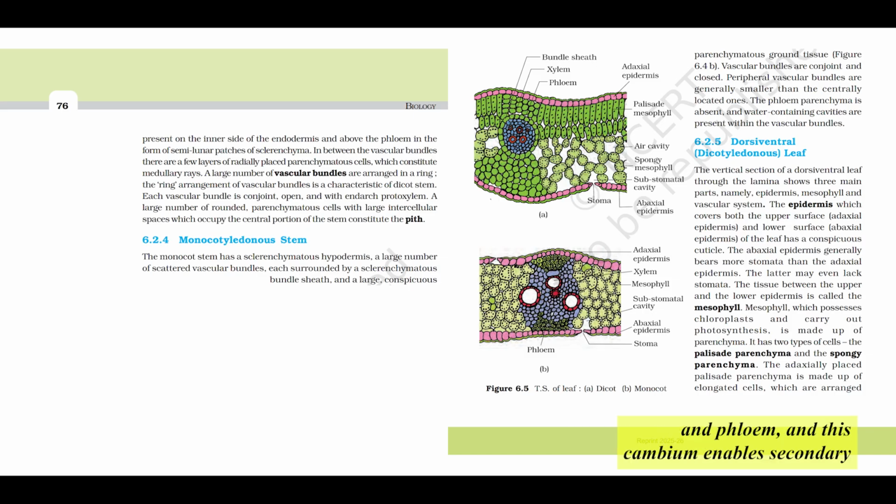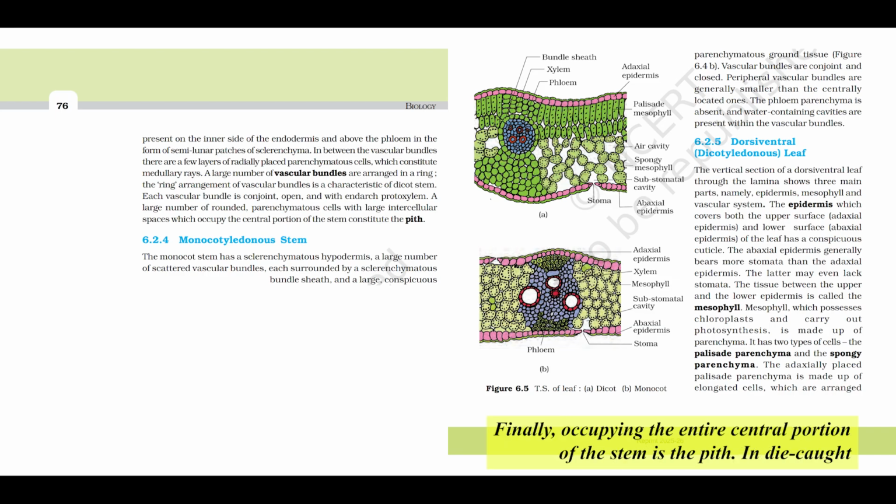And this cambium enables secondary growth, allowing the stem to increase significantly in girth and become woody over time. Furthermore, they have endarch protoxylem. That means the protoxylem, the first formed smaller xylem, is positioned towards the pith, the center, while the metaxylem, later formed larger xylem, is towards the periphery, the outside.